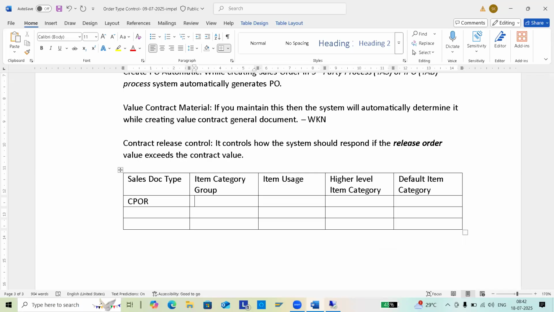Okay, what is next? Item category group. Where did we discuss this item category group? Can anyone tell me? Item category group.